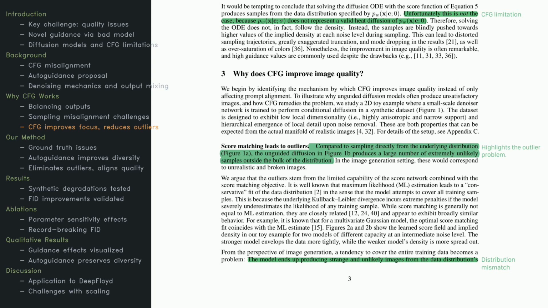This yields sharper and more coherent images. The trade-off, though, is reduced variety. The model zeroes in on the safe zones of the distribution, making outputs look more canonical, but less diverse.